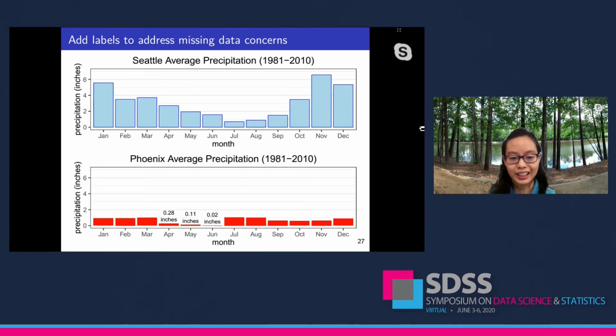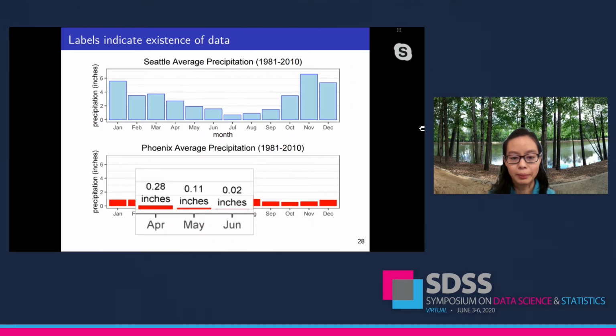So with the text on top, when people take a closer look using the magnifying app, we'll see, oh, there are actually data, even though the precipitation bars are still very small. The labels indicate the existence of the data.